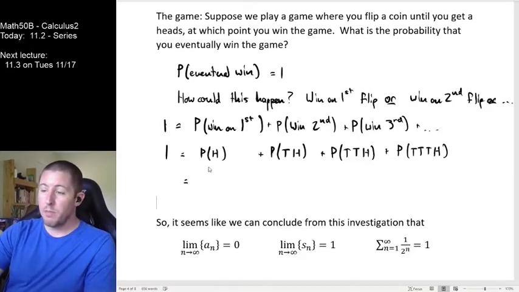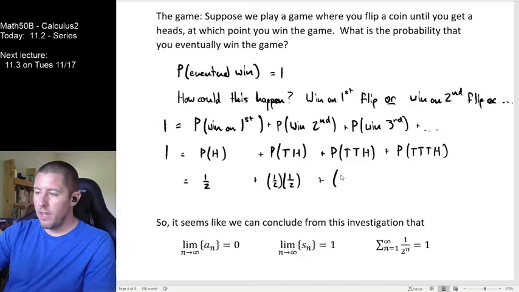Well, we can compute all these probabilities. What's the probability you flip a coin and get heads? That's a 1/2 probability. What's the probability that you flip a coin and get 1 tails? That's a 1/2. And then get a heads? That's also a half. What's the probability that you get 2 tails? Well, that's 1/2 squared. And then a heads? That's also a half. So here we're going to get 3 tails, so that would be 1/2 cubed, and then 1/2 for the heads.